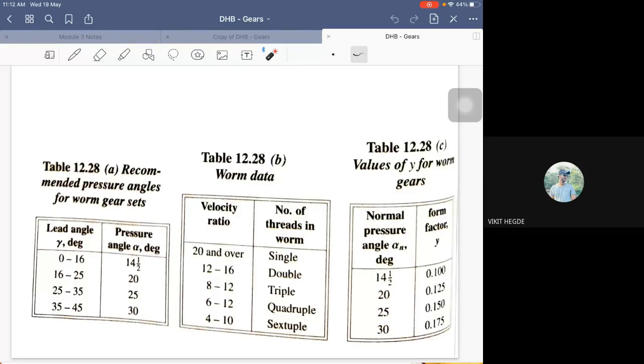What is the velocity ratio in this particular problem? 27. So for 27, that means it is 20 and over, isn't it? For 20 and over, the number of threads in the worm is how much? He has said it as single, no? So that's why you have to take Z1 to be just 1 there.